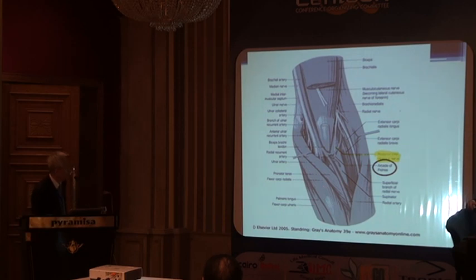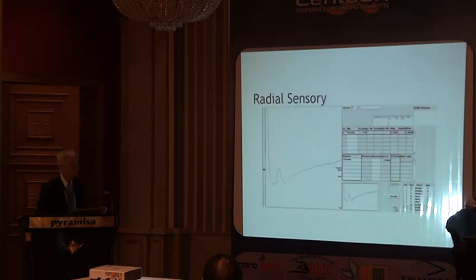And let's see, do I know? Extensor carpi radialis has already given the branch, and so that is spared. Yes? So this is the level where the involvement is. And that's exactly what happened.